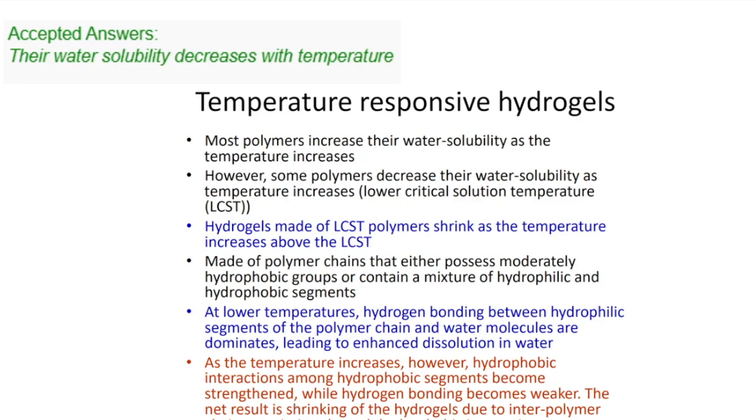So what happens exactly is, as the temperature increases, the hydrophobic interactions among the hydrophobic segments become strengthened, and the hydrogen bonding becomes weaker. So the net result is shrinking of the hydrogels due to interpolymer chain association through hydrophobic interactions. So at lower temperatures, the hydrogen bonding between hydrophilic segments of the polymer chain and water molecules dominates, but at higher temperature, the hydrophobic interaction dominates, making them less soluble in water.